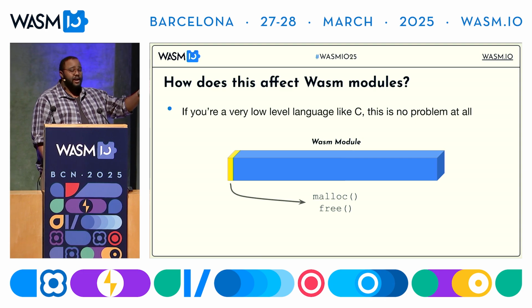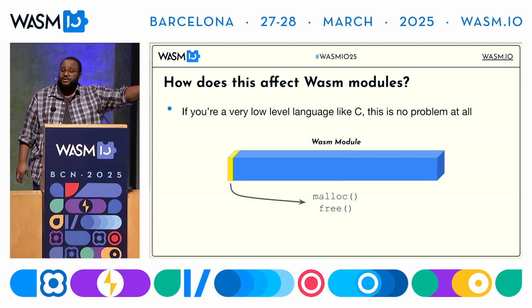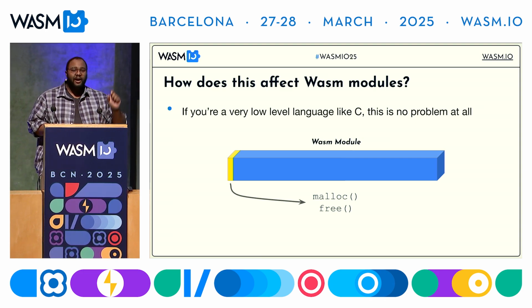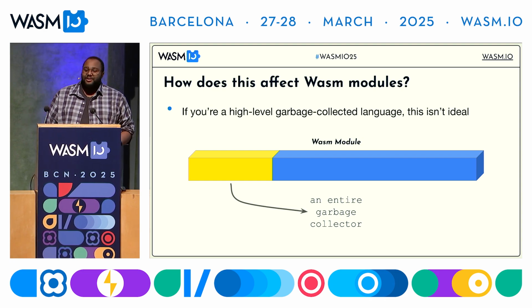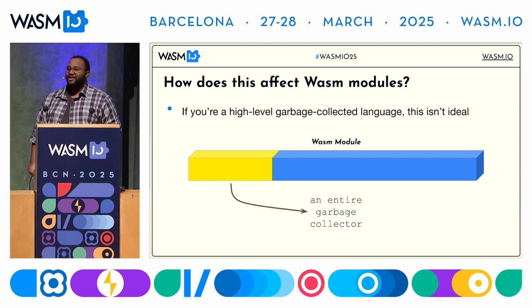So again, if you're a super low-level language like C, this isn't really a big deal. A very small portion of your Wasm module is going to be your allocation code, your implementation of malloc and free. But if you're a high-level language, you've got to ship a whole freaking GC in your module. And that's not really ideal, right?